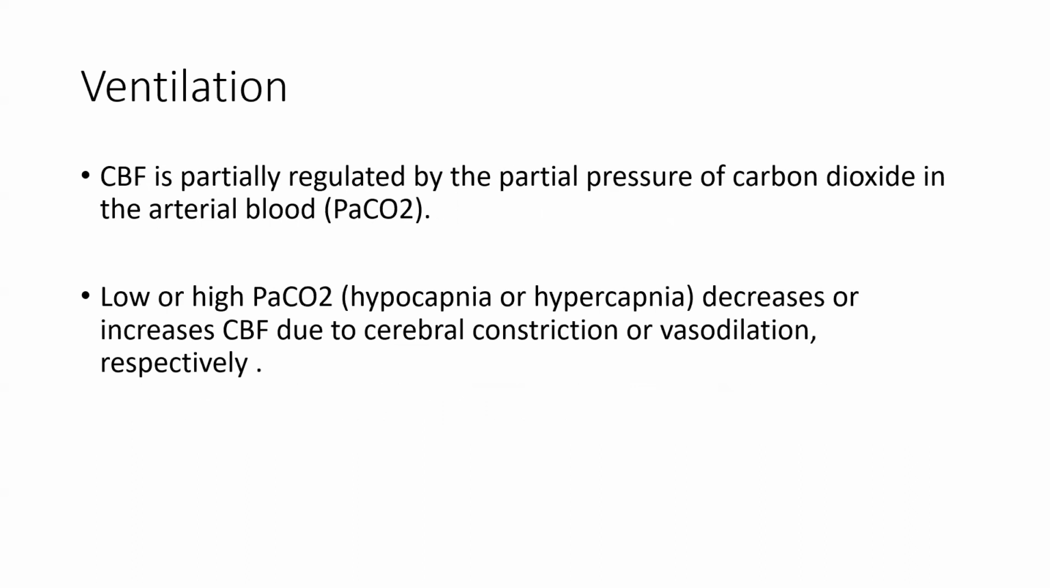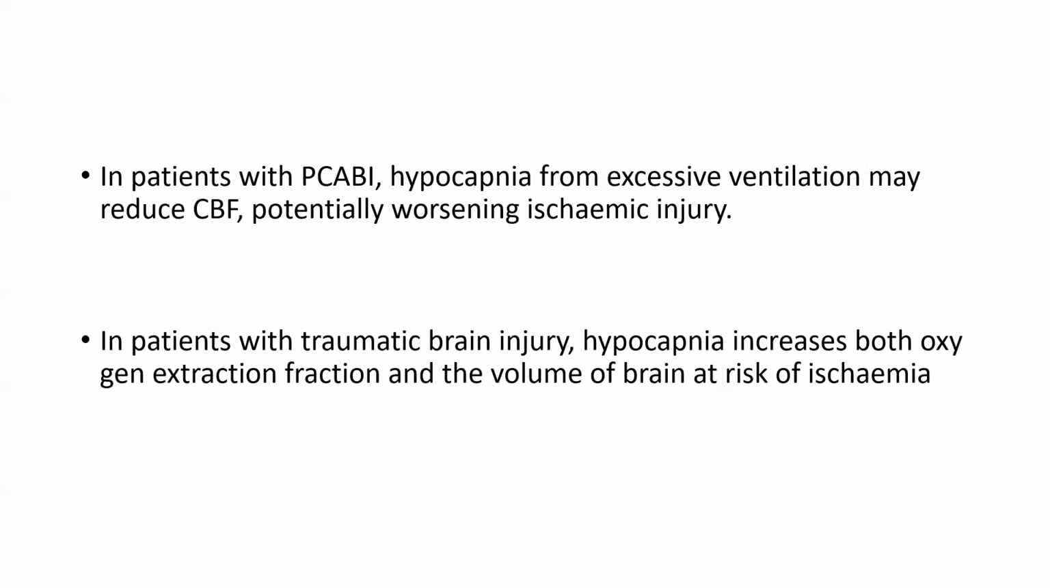Now, the next parameter is ventilation. Cerebral blood flow is partially regulated by the partial pressure of carbon dioxide in arterial blood. Low or high PCO2 decreases or increases cerebral blood flow due to cerebral vasoconstriction and vasodilation respectively. In patients with post-cardiac arrest brain injury, hypocapnia from excessive ventilation may reduce cerebral blood flow, potentially worsening ischemic injury. And in patients with traumatic brain injury, hypocapnia increases both oxygen extraction fraction and the volume of the brain at risk of ischemia.